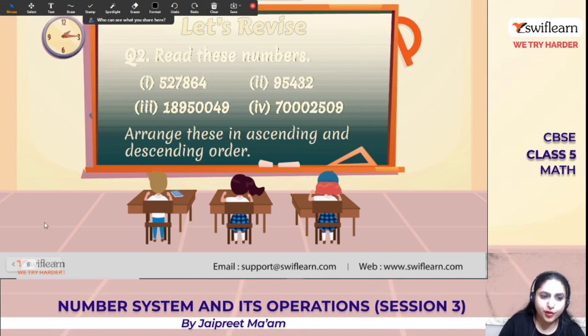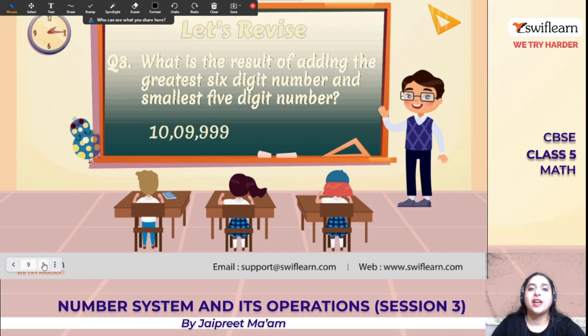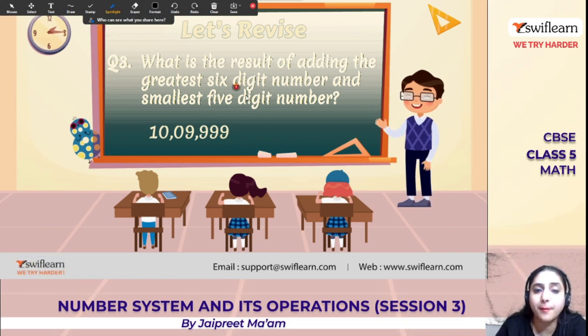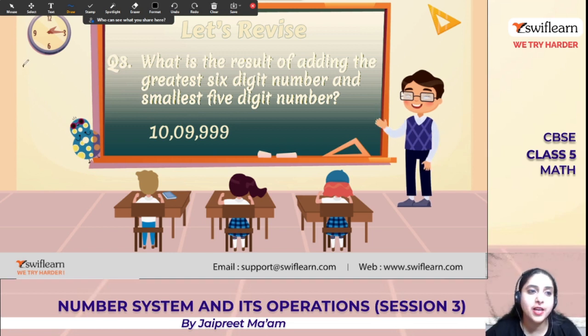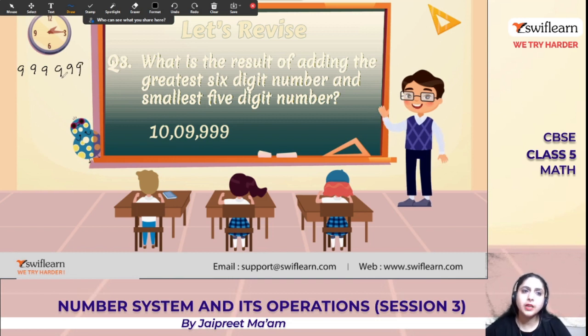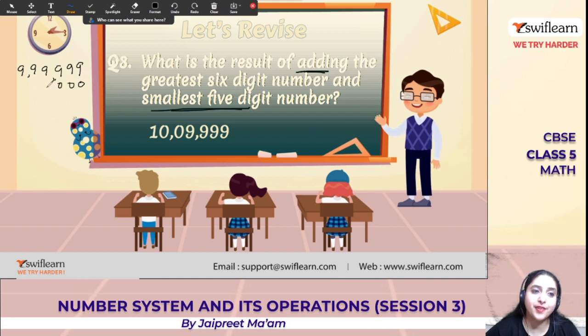Okay, let's have one more question. What is the result of adding the greatest 6-digit number and the smallest 5-digit number? Do you remember the greatest 6-digit number? Yes, we should write it here. How many 9s will be included? 6 nines, right? Then we have to add the smallest 5-digit number, which is 10,000, right? So we have to do addition.